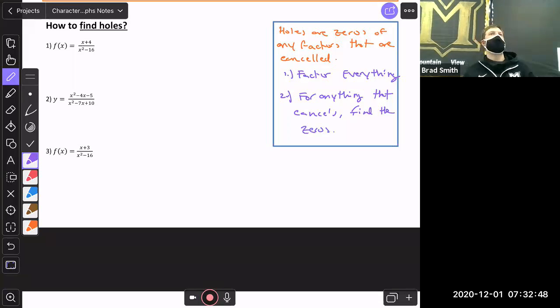So your steps to finding the holes, first of all, you're going to factor everything. So you're going to factor the numerator and factor the denominator. I just don't want to write numerator and denominator, so I put everything, one big word instead of two. So factor the top and the bottom. And then for anything that cancels, we're going to find those zeros, and those are your holes.